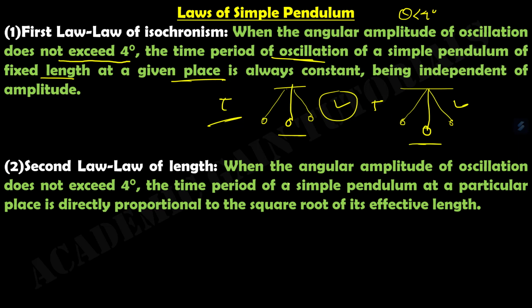The second law is the law of length. When the angular amplitude of oscillation does not exceed 4 degrees, the time period of a simple pendulum at a particular place is directly proportional to the square root of our effective length. So it means that our time period is proportional to the square root of our effective length. This is another property of our simple pendulum.